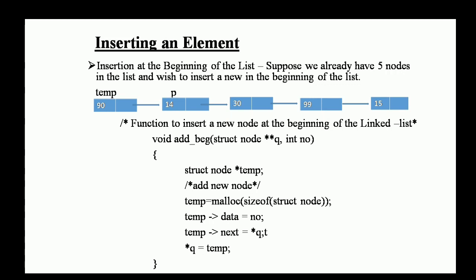Generally, what is the definition of a linked list? A linked list is a linear data structure. Unlike an array, linked list elements are not stored at contiguous locations. The elements are linked using pointers. That is the header, which is the first one.